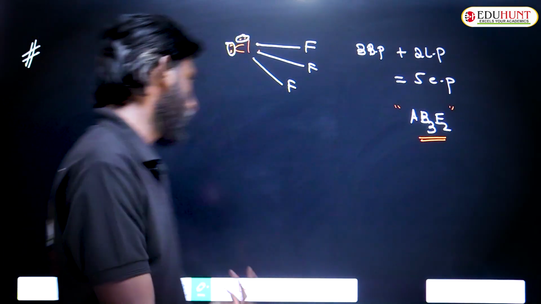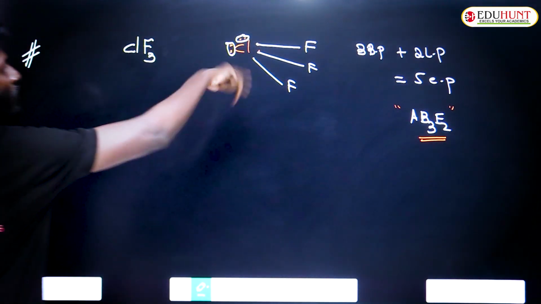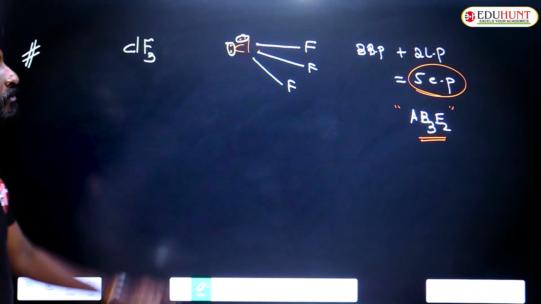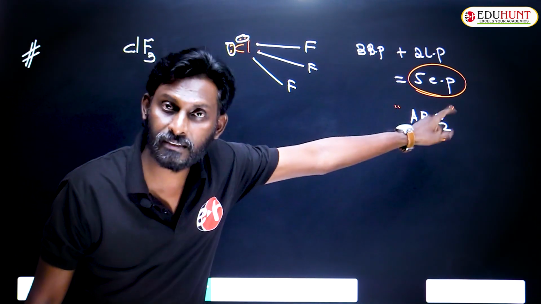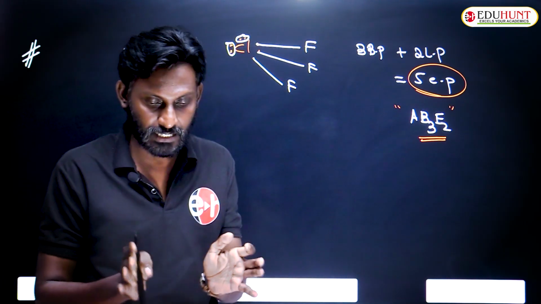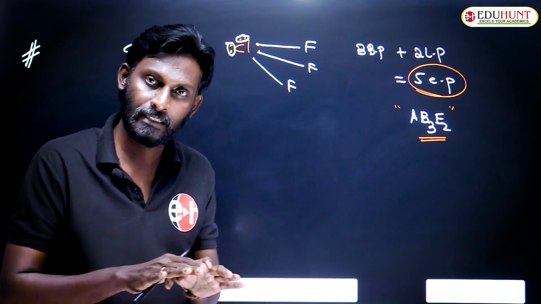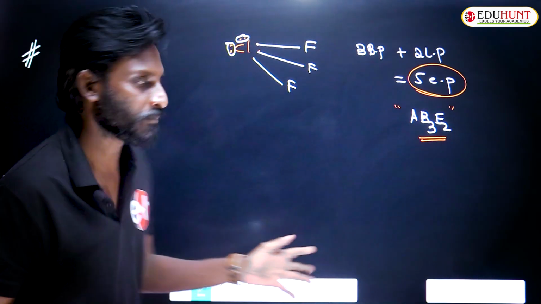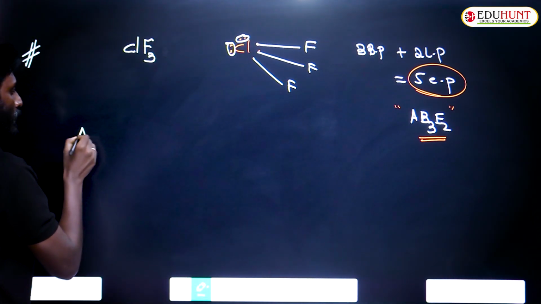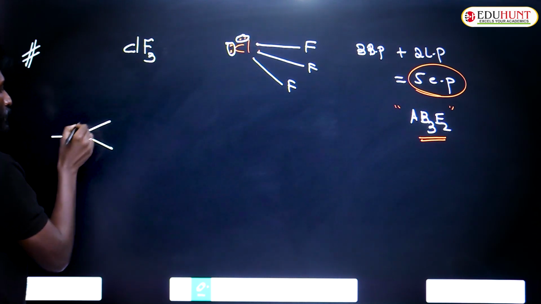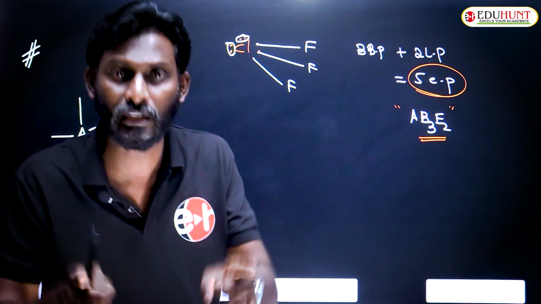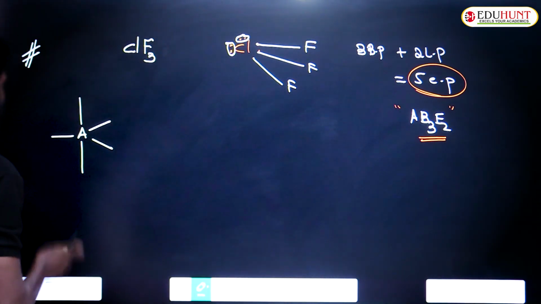Now, whenever there are 5 electron pairs, the geometry which gives minimum repulsion is trigonal planar. Yes, trigonal planar. That means trigonal part. Sorry, I said trigonal planar. It is trigonal bipyramidal. Yes.